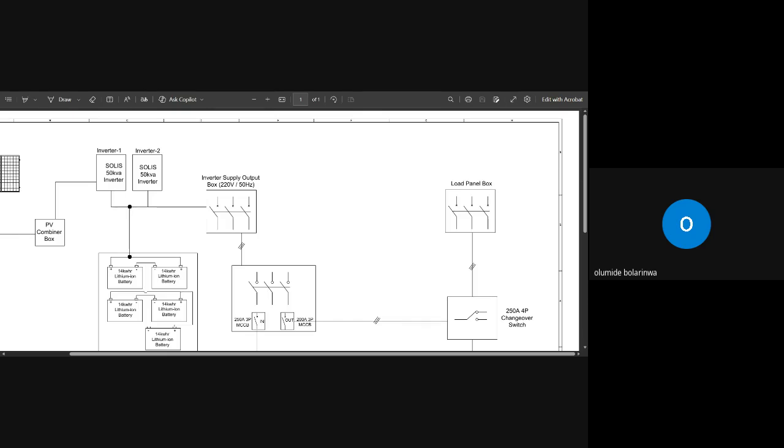I hope I'm passing a message across with this drawing I've sent to us now. So do we understand? Any question? Understand, sir.